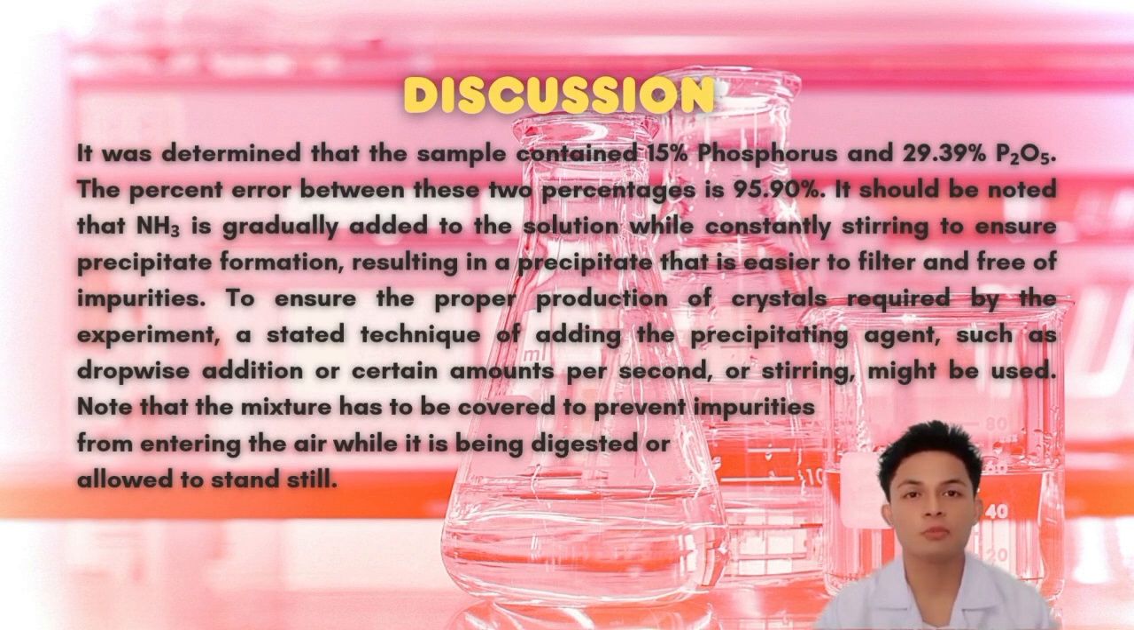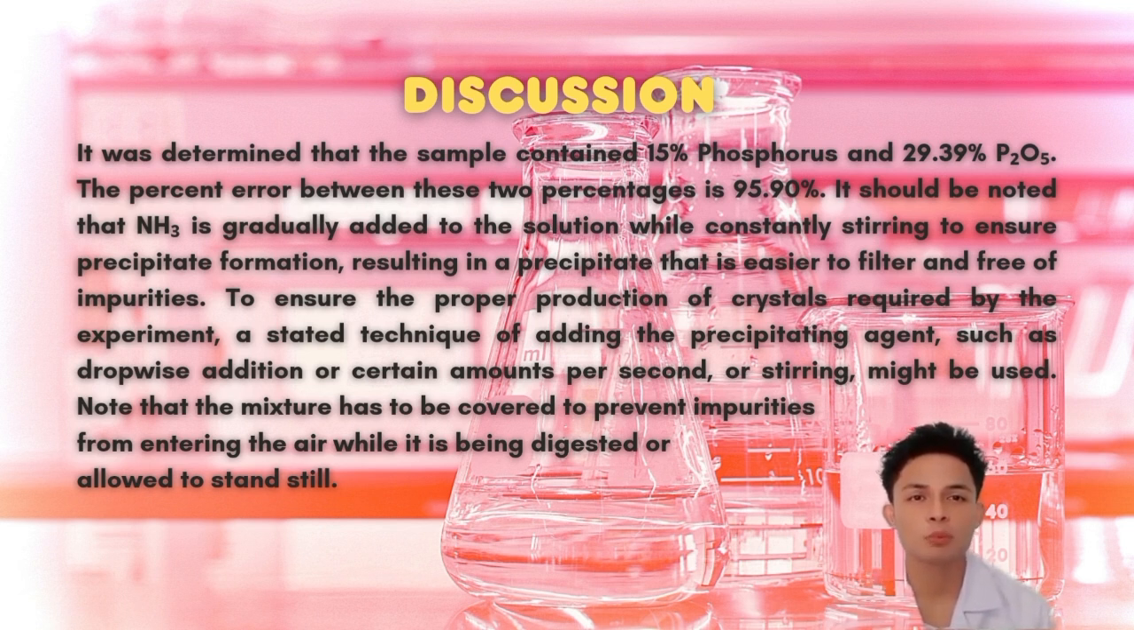By all the calculations that I made, it was determined that the sample contained 50% phosphorus and 29.39% diphosphorus pentoxide. The percent error between these two percentages is 95.9%. It should be noted that the ammonia is gradually added to the solution while constantly stirring to ensure precipitate formation, resulting in a precipitate that is easier to filter and free of impurities.